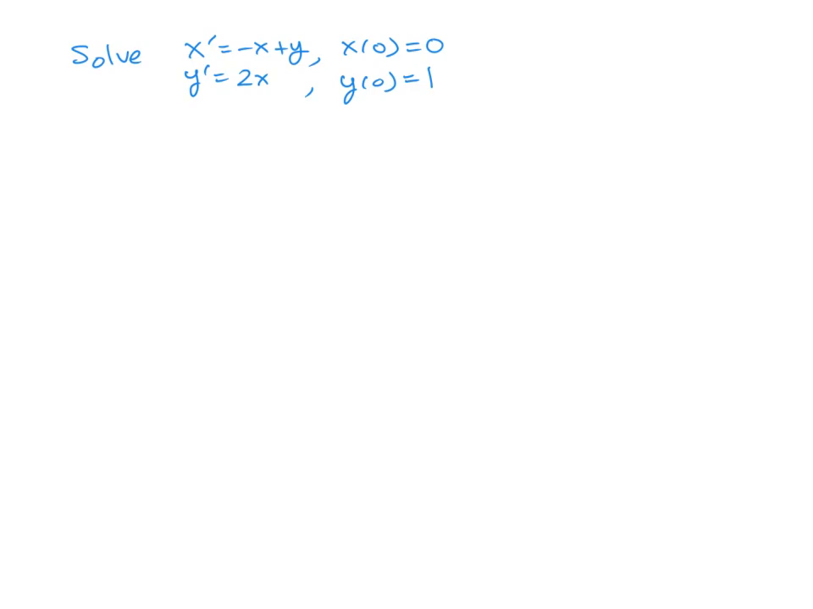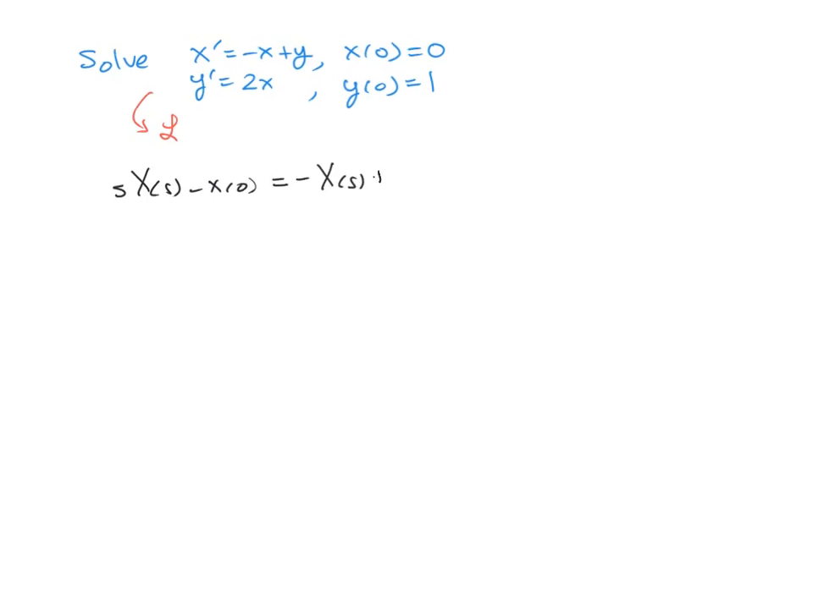So the first thing we always do is go through and take the Laplace transform of both of the differential equations. If we take the Laplace transform of the first one, we end up with s times capital X of s minus little x of 0, and that is equal to the Laplace of the right side, which is negative capital X of s plus capital Y of s. For the second equation, we're going to have s times big Y of s minus little y of 0, and that's equal to 2 times capital X of s.